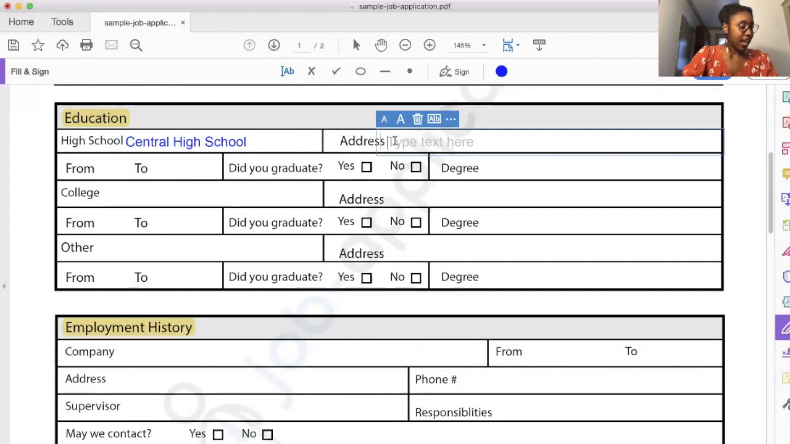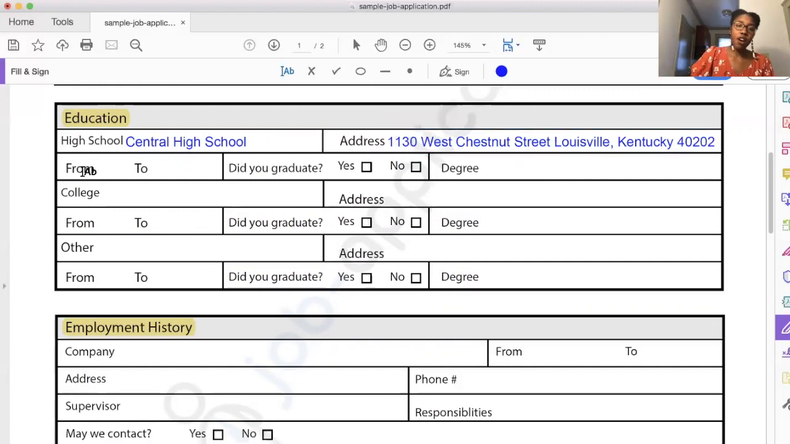Next, she will put the address of Central High School. We will put 1130 West Chestnut Street. Louisville is our city. Kentucky is our state. And the zip code for Central High School is 40202.